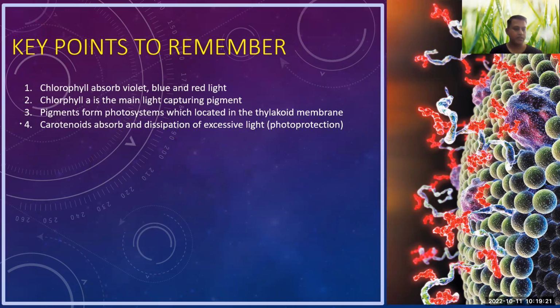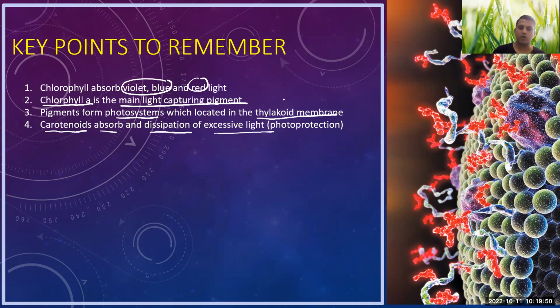Okay, we have finished that section. Key points to remember. Chlorophyll absorb violet, blue and red light. Chlorophyll A is the main or key light capturing pigments. Pigments form photosystems which locate in the thylakoid membrane. Carotenoid absorb and dissipate excessive light. That is called photoprotection.